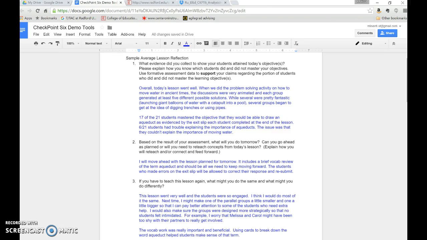So right now, this response says, I will move ahead with the lesson planned for tomorrow. It includes a brief vocab review of the term aqueduct and should be all we need to keep moving forward. The students who made errors on the exit slip will be allowed to correct their response and resubmit. So there's a preliminary little strategy in there, but I'm suspecting that there's more work to be done in this question.